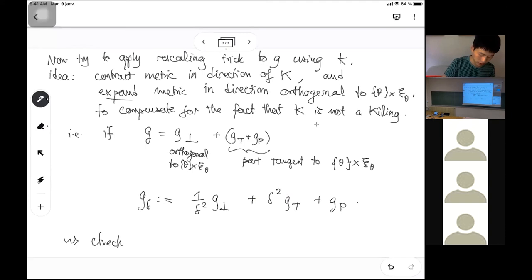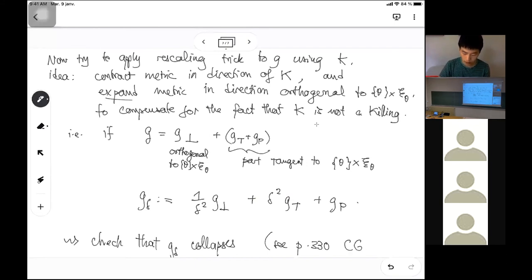Check that G delta collapses. If you're interested in the computation, which is very close to the standard rescaling trick, but a little bit more subtle, you can just look at Cheeger Gromov, the original paper. It's well done.